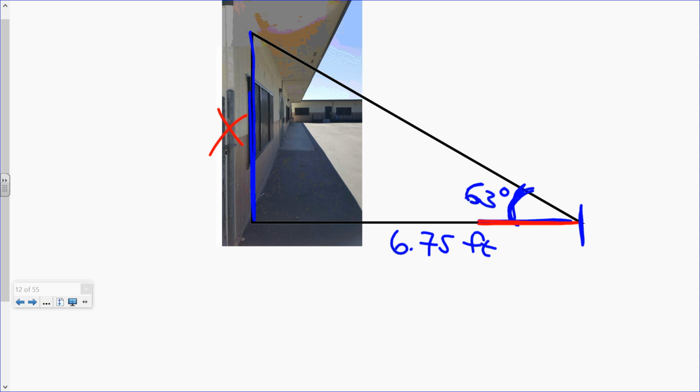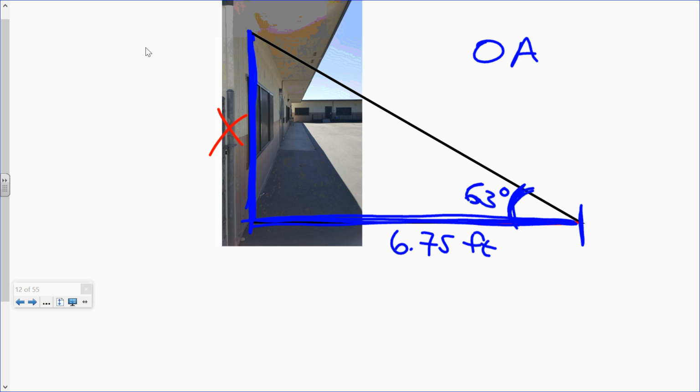This side, this side x. So check it out. What is this side in relation to 63 degrees? Is it the opposite, the hypotenuse, or the adjacent? Opposite. It's not touching 63. So I'm dealing with the opposite side. What about, remember I was 6.75 feet away from the wall? What is this side in relation to 63? It's touching it, so it's therefore the adjacent.